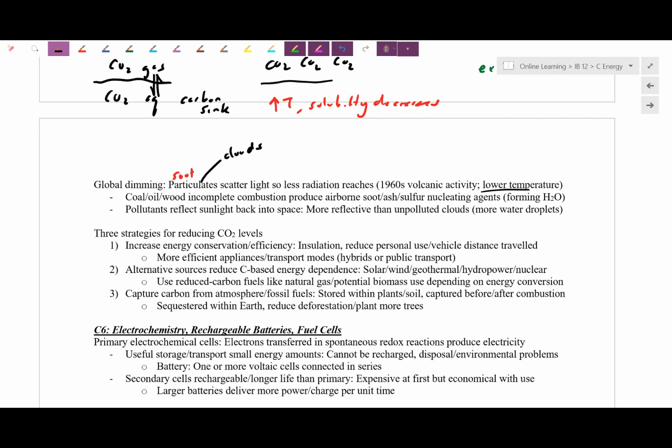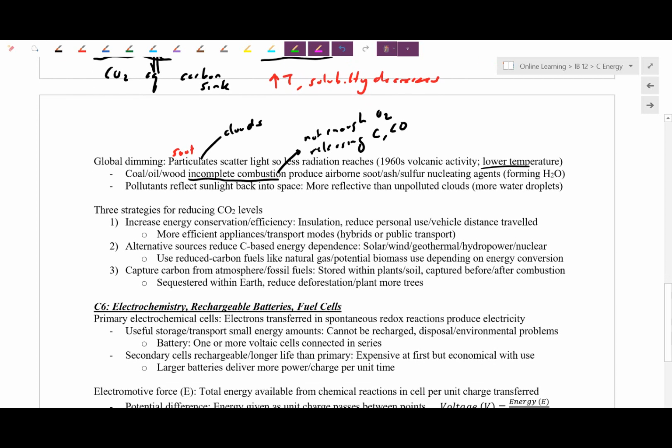If you look at incomplete combustion, typically it's partial combustion because you don't have enough oxygen. So not enough oxygen, and it ends up releasing a dirtier flame of carbons and carbon monoxides, unburned particulates causing this reflection. Pollutants reflect the sunlight back into space. They're more reflective than unpolluted clouds, which have more water droplets.